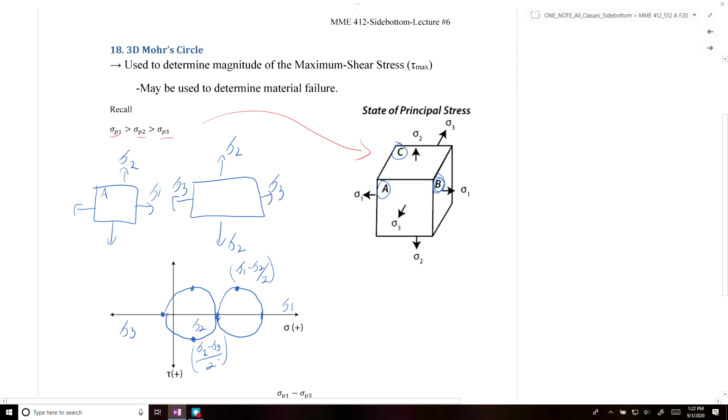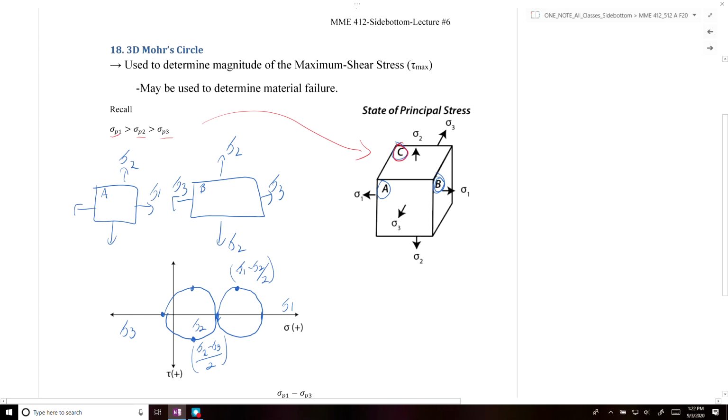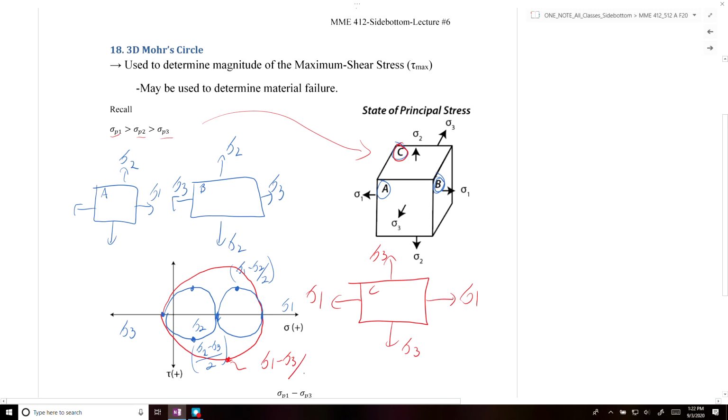And then for our last element, element C, if we draw that, we would get sigma 1 along the horizontal and sigma 3 along the vertical. If we drew that Mohr circle, the maximum shear stress would be equal to sigma 1 minus sigma 3 over 2.